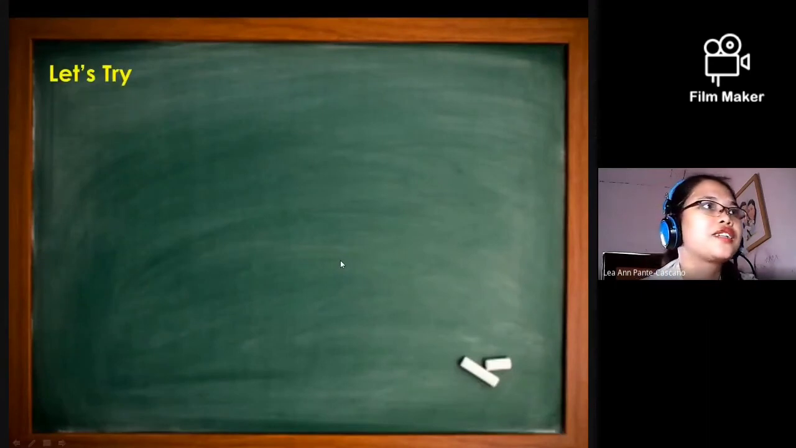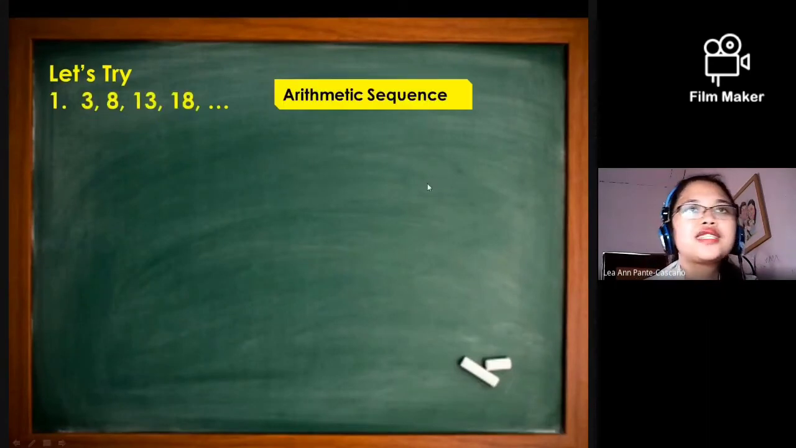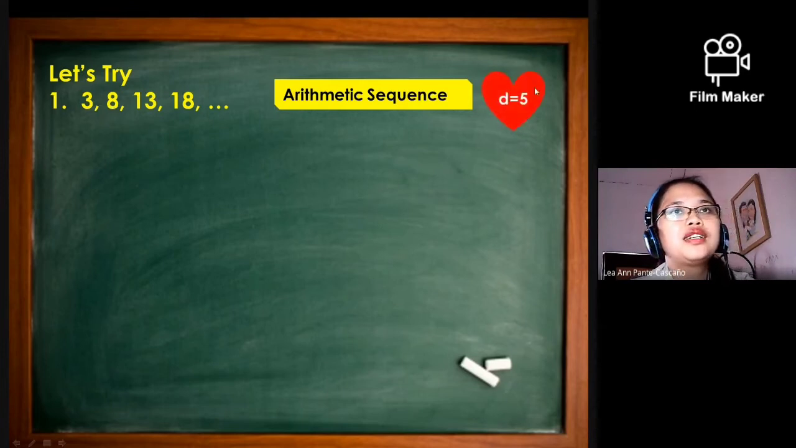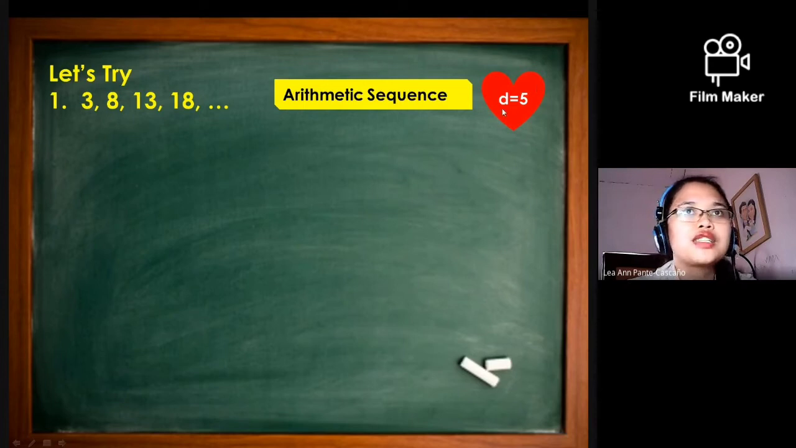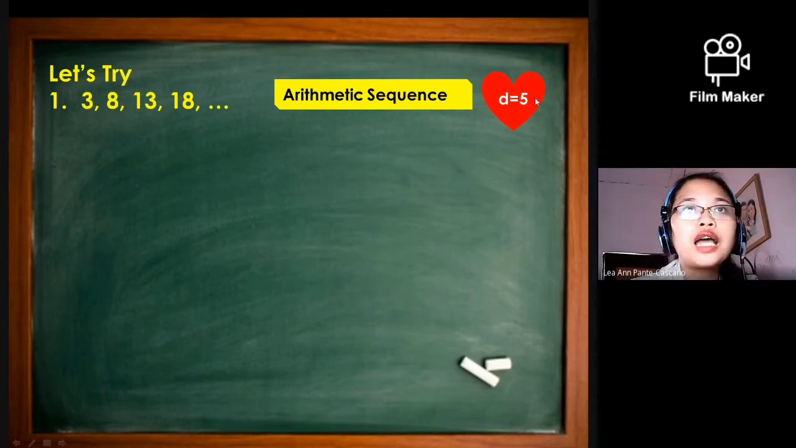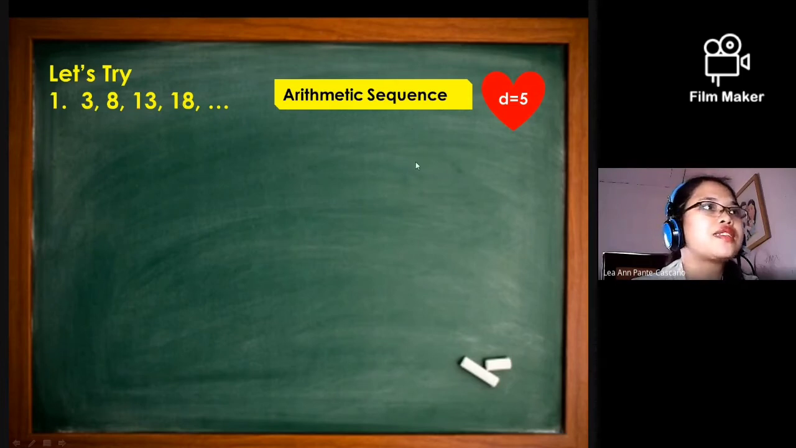Okay, let's try. Number 1, this one is an arithmetic sequence. Bakit po siya arithmetic? Hindi natin nakuha yung next term by multiplication. Nakuha natin siya by simply having the common difference. Kaya po siya dinote as d, kasi instead of multiplication, the operation that we applied is addition. Let's see po, if we add 5 to the first term, so 3 plus 5 is 8, plus 5 again is 13, plus 5 again is 18. Therefore, this one is arithmetic sequence.